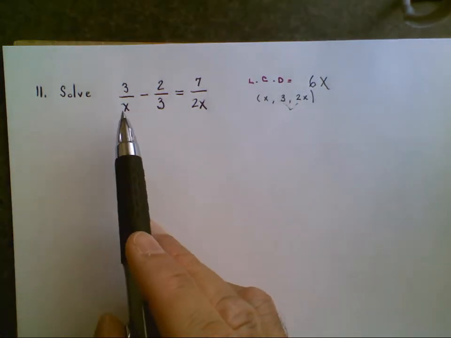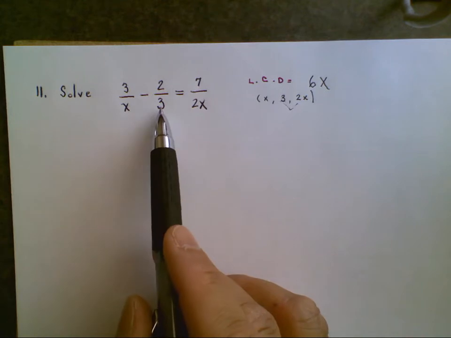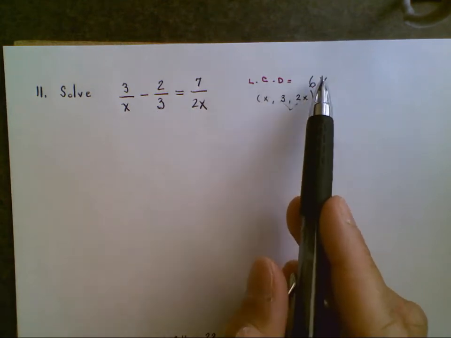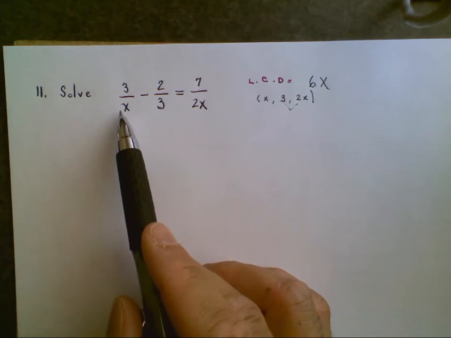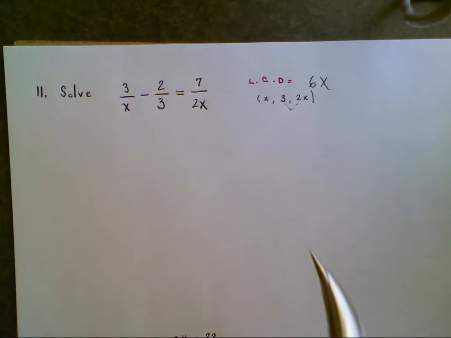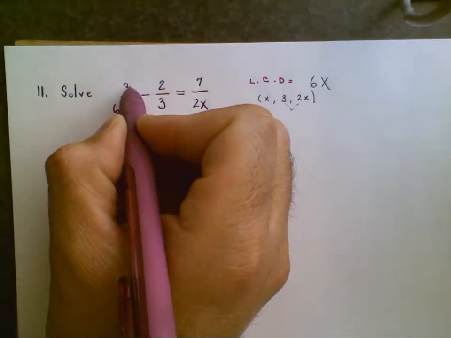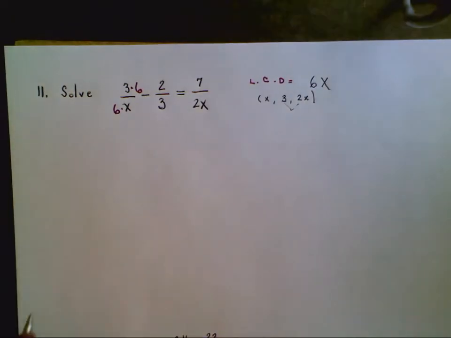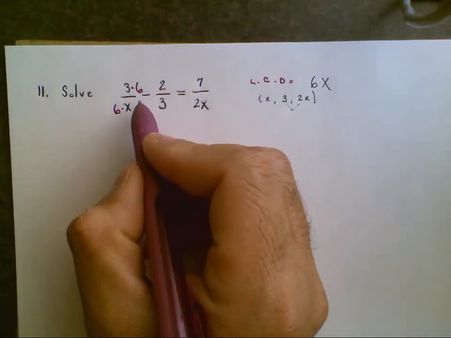Now I need to make sure the denominators are the same as the least common denominator. So in this case, the question that I ask myself is, which number do I need to multiply x by to become 6x? So we need to multiply by 6. Remember that if you multiply the denominator, you have to multiply the numerator at the same time. Okay, so let's move to the next one.